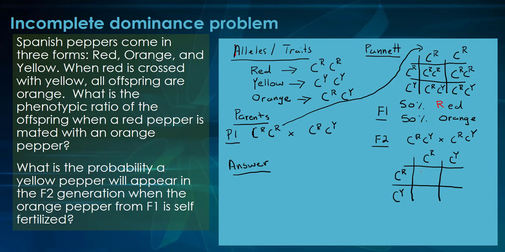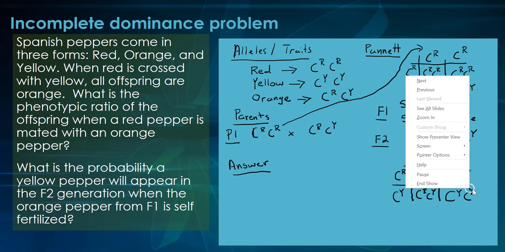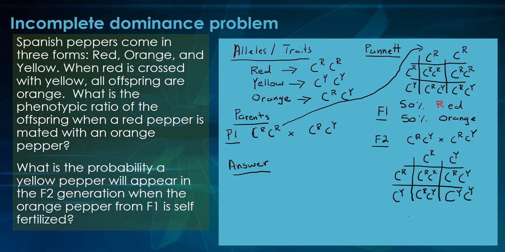Alrighty, let's make the offspring. We're combining our gametes. Well, we're going to get a red. We're going to get an orange. We're going to get another orange. Remember, the question asked about what's the chance of yellow. So let's see. Ooh, what's going to happen down here? Here we go. CY, CY. 1/4 of those offspring are expected to be yellow. There we go. We've got both parts of our question answered. 1/4 or 25% are going to be yellow.